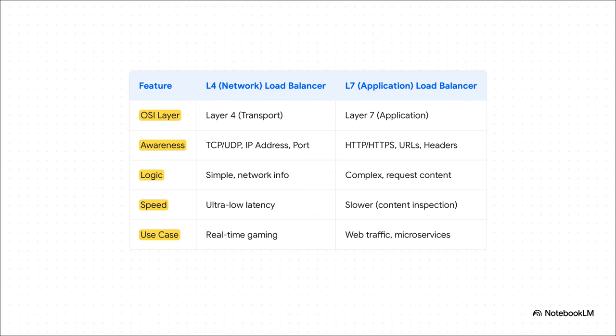Now, this is where it gets really interesting. Not all load balancers are the same. They work at different levels, kind of like having different levels of security clearance. You have L4 or layer 4 load balancers. These are the speed demons. They only look at basic network info, like IP addresses and ports, and they make decisions incredibly fast. Think of them as sorting mail by just looking at the zip code. Then you have L7 or layer 7 load balancers. These are the brains of the operation. They actually open the envelope and read the letter. They can look at the URL, special headers, cookies, and make really intelligent routing decisions based on the content of the request. They're a little bit slower because they're doing more work, but they're way more powerful.